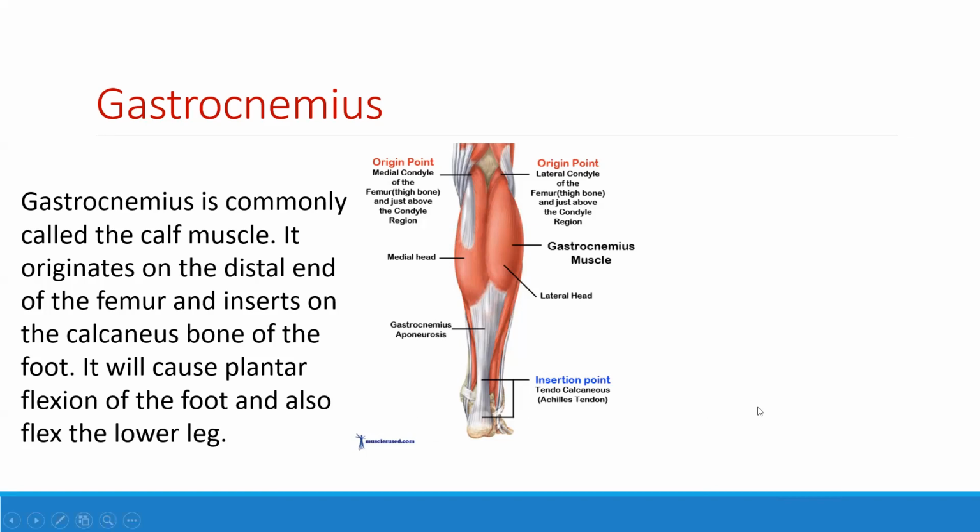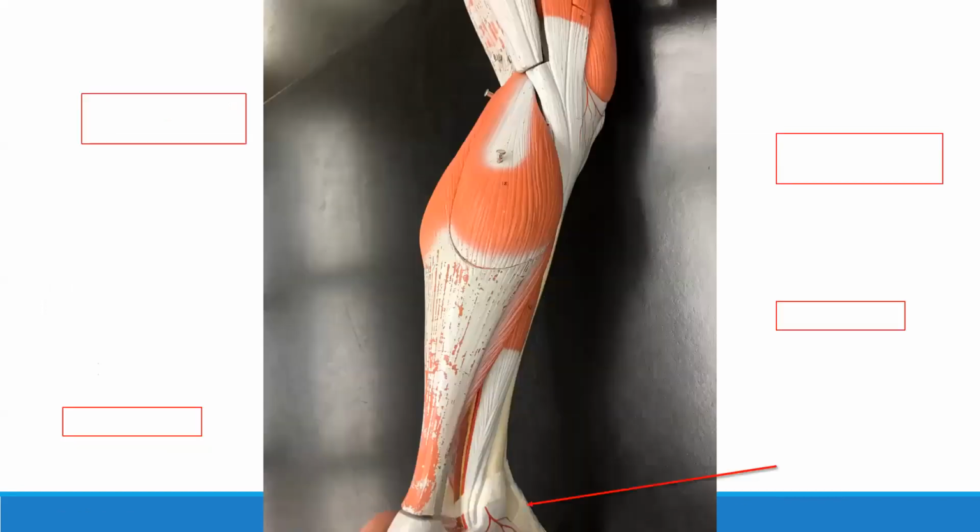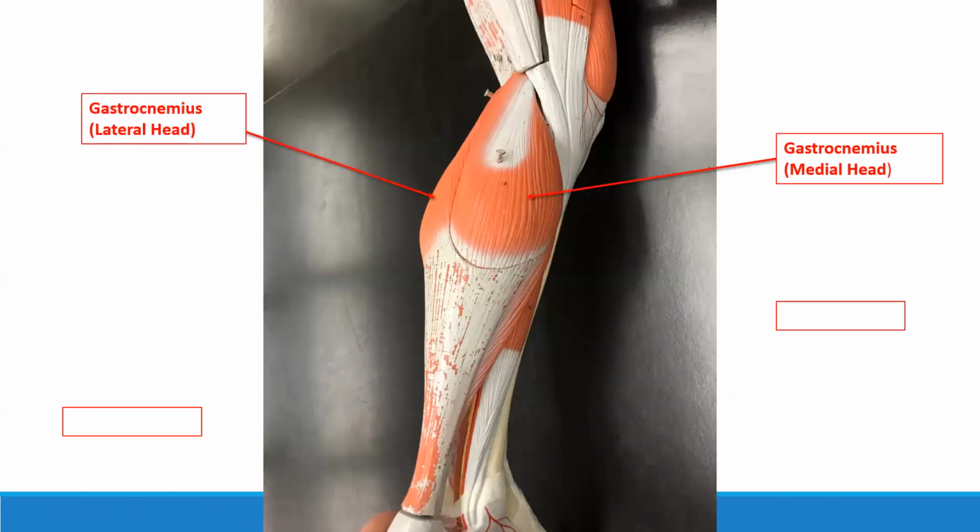Okay, so origin on the condyles of the femur, the medial and lateral condyles of the femur, insertion on the calcaneus, plantar flexion and flexing the lower leg. This is what the gastrocnemius does. And again, medial head on the great toe side, lateral head on the little toe side.